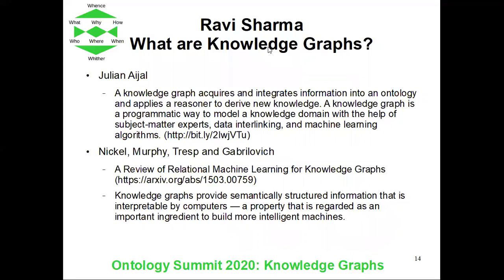Okay. Well, if we can read, a knowledge graph integrates information into an ontology and applies a reasoner. This is what Julian says. Nicola, Murphy, and these people provide a review of relational machine learning for knowledge graphs. They create a good review. They provide semantically structured information. Almost always there is semantic information. Please, next slide.